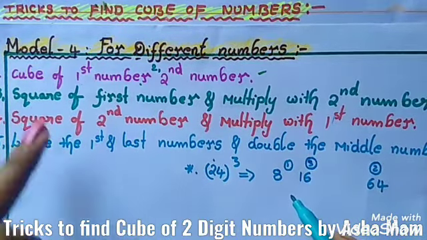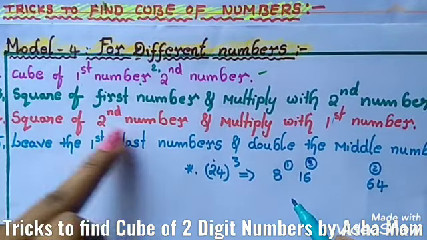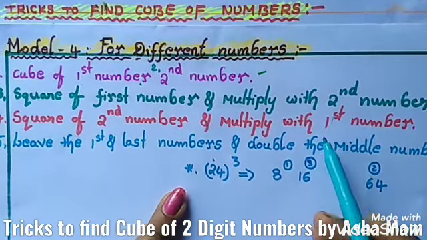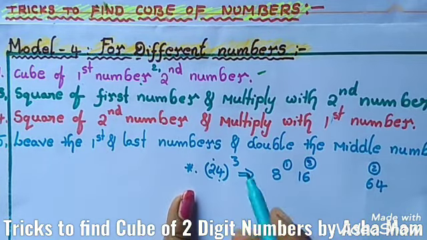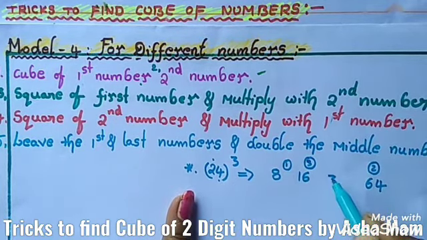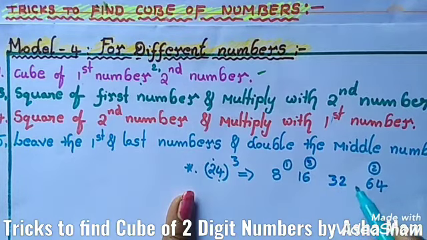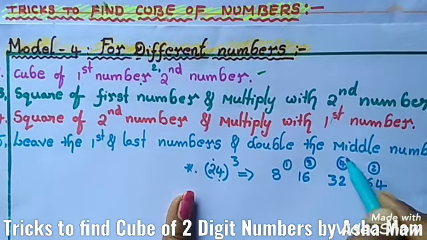Okay, now in rule number 4, square the second number and multiply with the first number. Here square means 4 into 4, 16. 16 into 2, 32. Simply the 32 you have to write here. This is rule number 4.